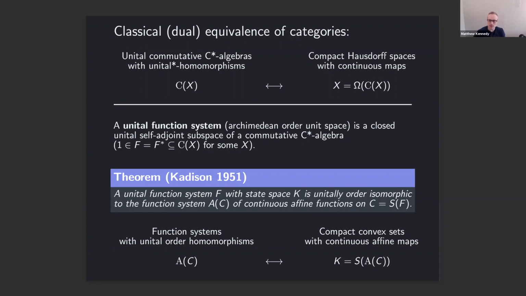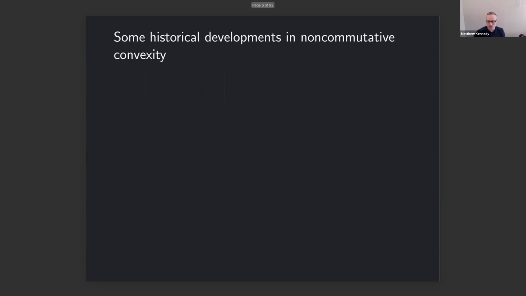So the subject of my talk today is a non-commutative analog of this correspondence between function systems and compact convex sets. So this idea goes back a long ways. It goes back at least to the work of Arveson in his famous paper, Subalgebras of C-star algebras from 1969.